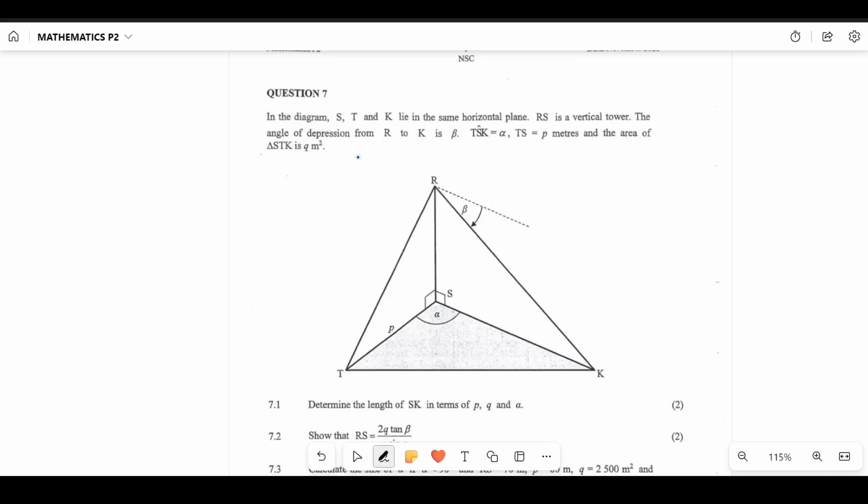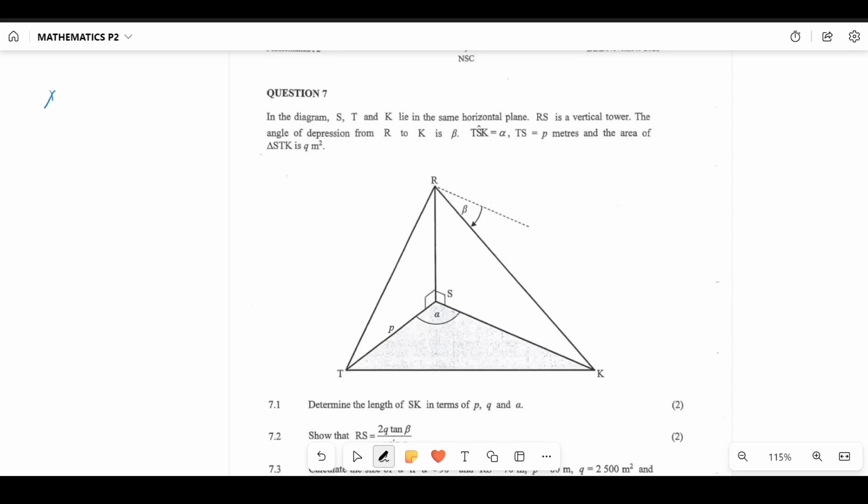In the diagram, S, T and K lie in the same horizontal plane. RS is a vertical tower. The angle of depression from R to K is beta. Angle TSK equals alpha. ST is equal to P meters, and the area of triangle STK is Q square meters. Determine the length of SK in terms of P, Q and alpha. SK is here. Because Q must be in the answer, we need to use the area.